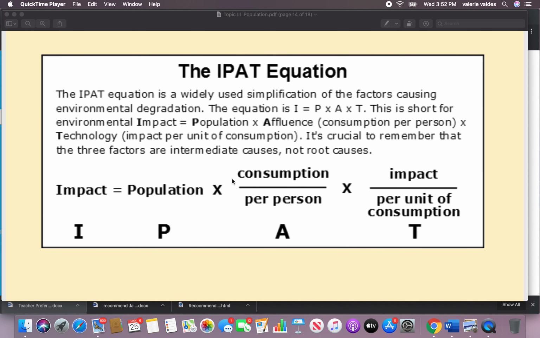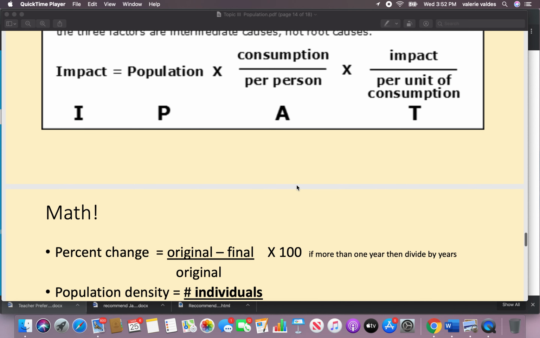And so even though China has such a large population, they do not have the affluence or the impact per consumption like we do. And so we have a large quantity of all three factors. And so that's why our impact is larger.